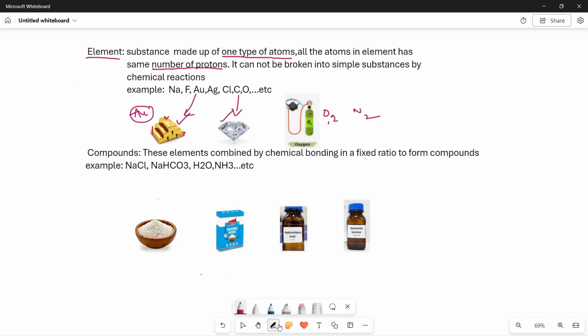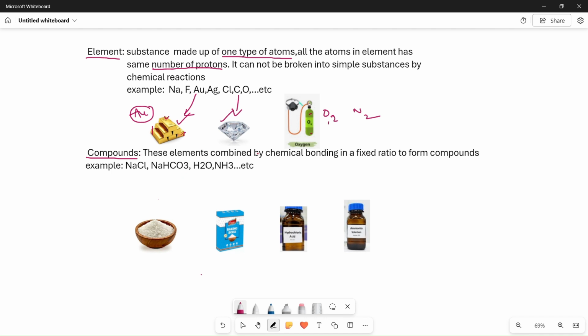Compounds are formed by the combination of these elements in a fixed ratio by chemical bonding. What is a compound? So you have only different elements, no? Not like these substances. In the periodic table, you have more than 118 or 120 elements, right? Each two or three elements can combine in fixed ratios by different chemical bondings to give you numerous compounds. You can say there are infinite possibilities of compounds they can form from the elements, right?